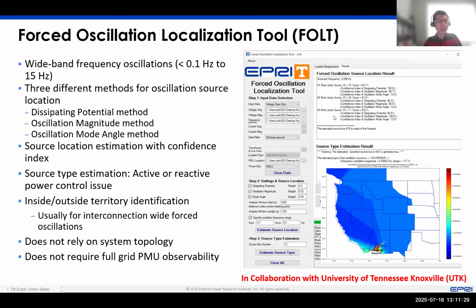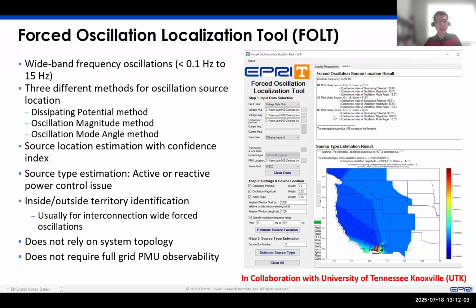In addition to the source location estimation, the tool is also able to estimate the source type, let's say either an active power control loop issue or a reactive power control loop issue. For example, if the source is a synchronous generator, we can identify whether it is a governor control issue or an exciter control issue. Similarly for an IBR, if the IBR is identified as the source, the tool is able to tell you whether it is an active power control loop issue or a reactive power control loop issue.